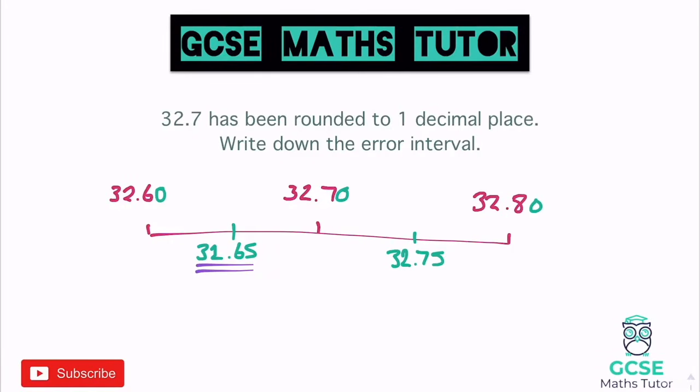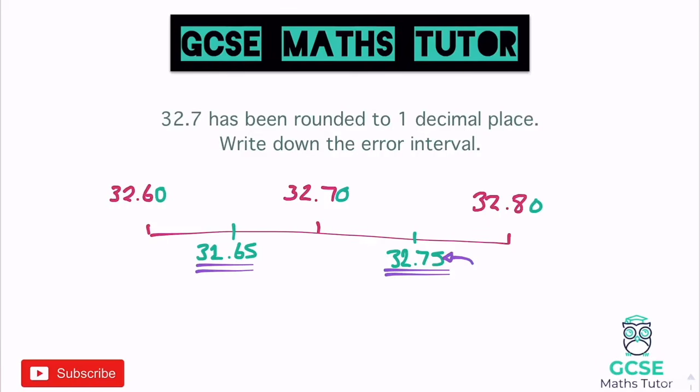But if you think about 32.75, this one here, it can't actually be that number, can it? Because that would round to 32.8. Think about our rules of rounding there. That 5 at the end would round it up to 32.8. Okay, but we're going to incorporate that into our error interval.